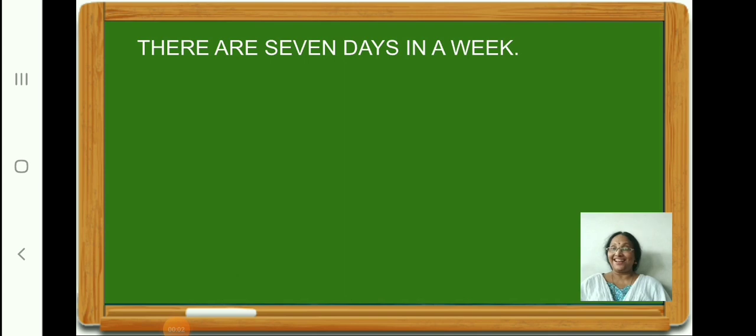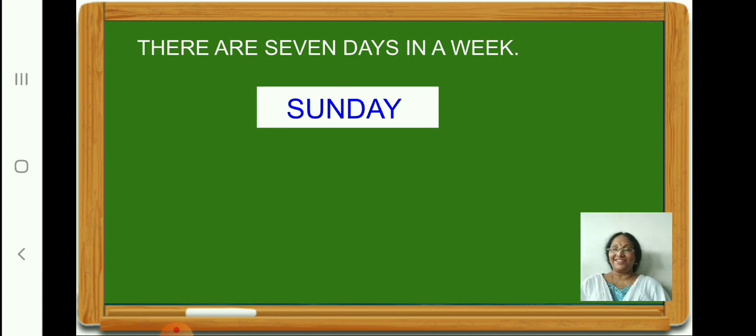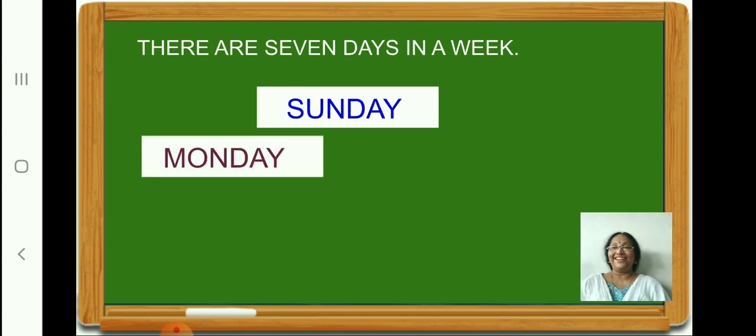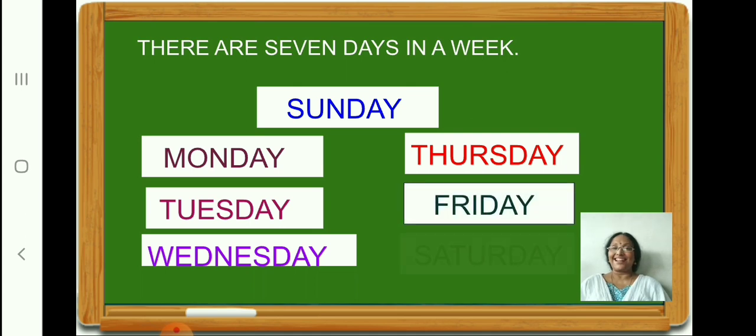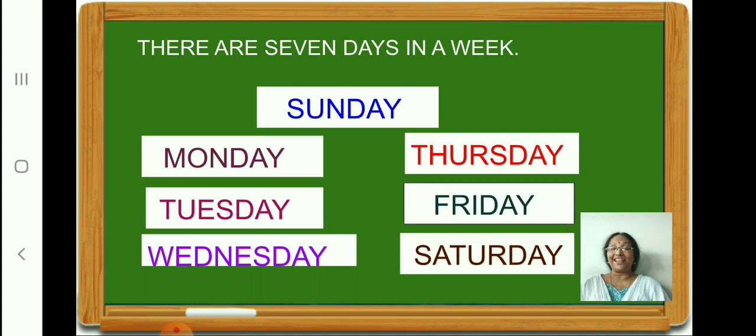Children, there are 7 days in a week. Sunday. Children, Sunday is the first day of the week and you all like Sunday, correct? Because it is a holiday. Now, next day, Monday, Tuesday, Wednesday, Thursday, Friday, Saturday. So children, how many days are there in a week? There are 7 days in a week. They are Sunday, Monday, Tuesday, Wednesday, Thursday, Friday and Saturday.